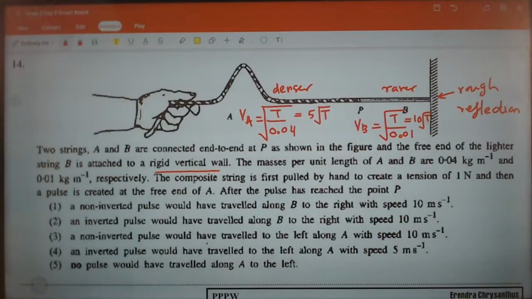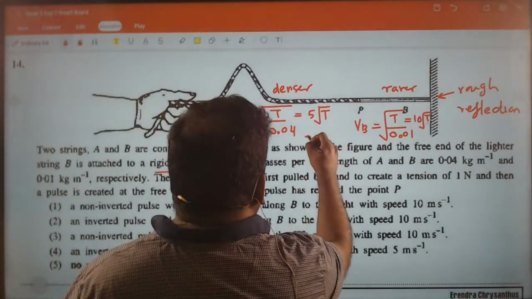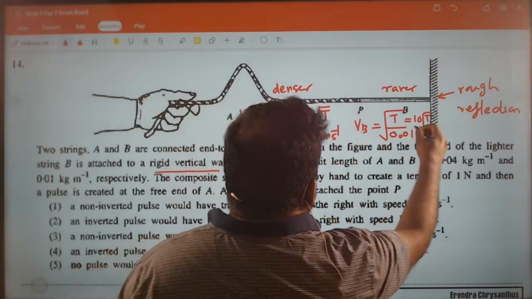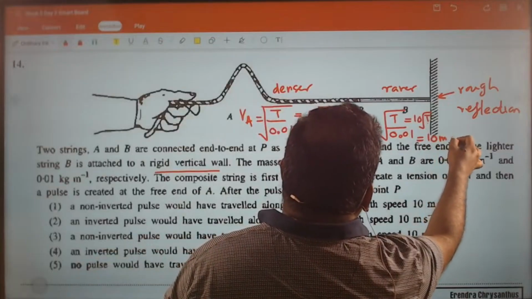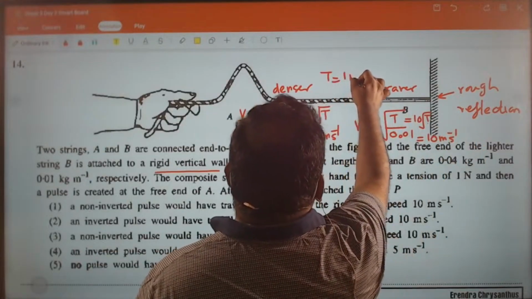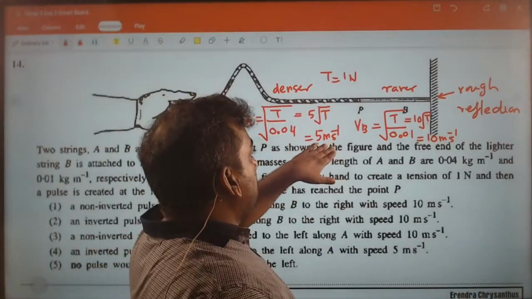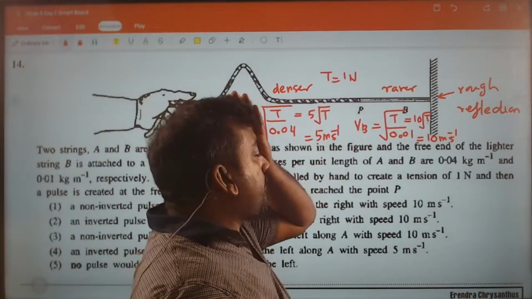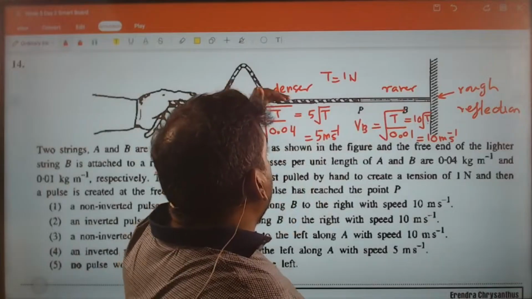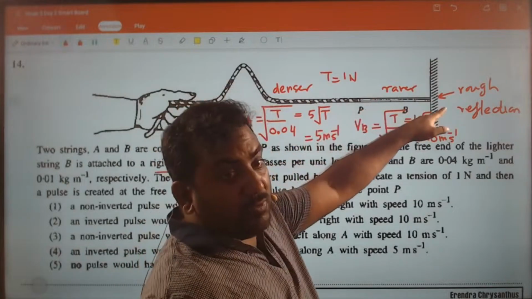The composite string is first pulled by hand to create 1 Newton tension. So technically 1 Newton tension acting means this is 5 meters per second and this is going to be 10 meters per second. Very simple. Tension is equal to 1 Newton. After the pulse has reached point P, what will happen? Look at this. Here denser is connected to rarer. Speed is much slower here and much faster there.